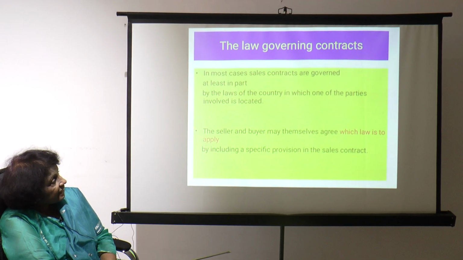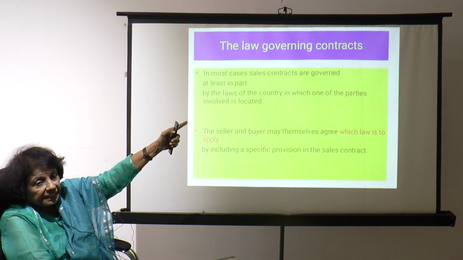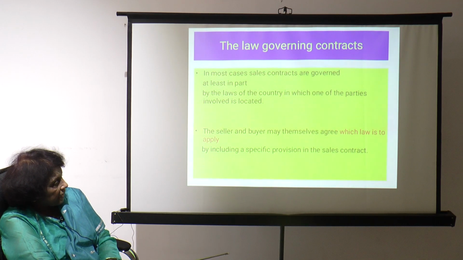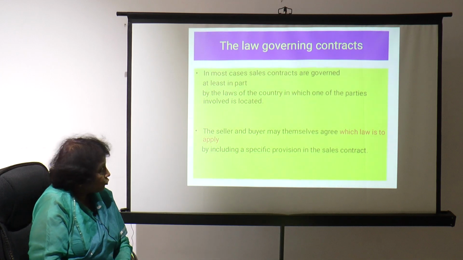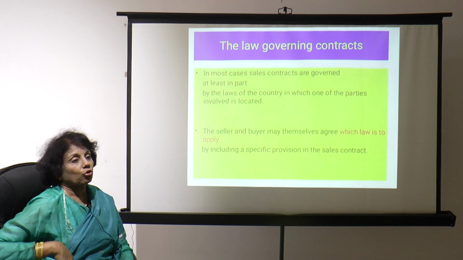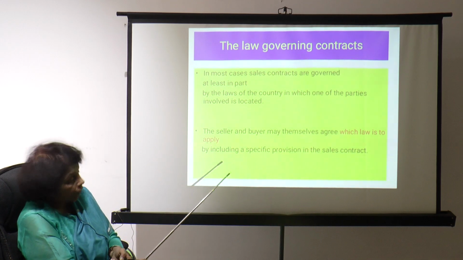In most cases, sales contracts are governed, at least in part, by the law of the country in which one of the parties is located. That is the law governing the contract. The seller and the buyer may agree which law is to apply. So, usually the seller and buyer will agree which law is to apply. There will be a specific provision in the sales contract stating which law is the law governing the contract.